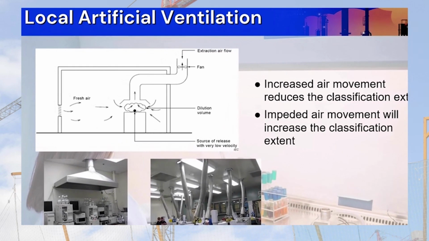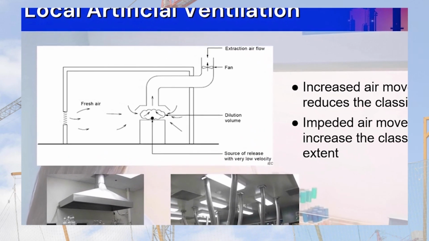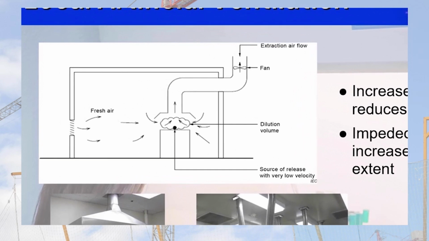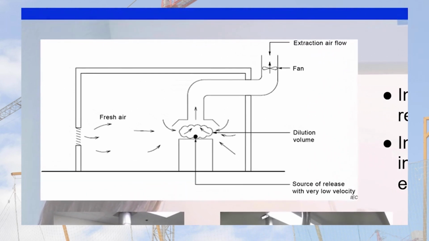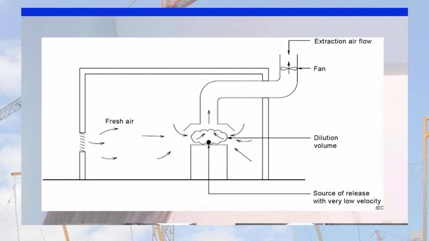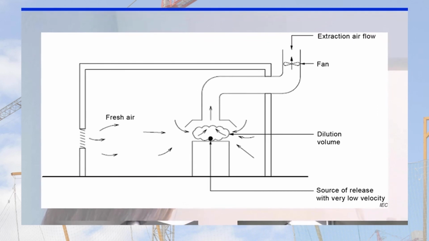This is only practical with low-velocity release sources provided with local artificial ventilation. This requires our ventilation system maintain a high velocity close to the source of release.